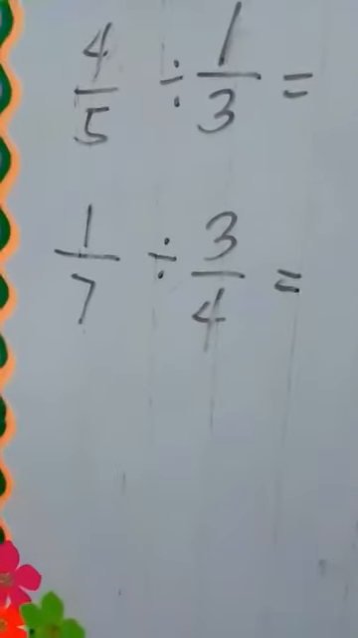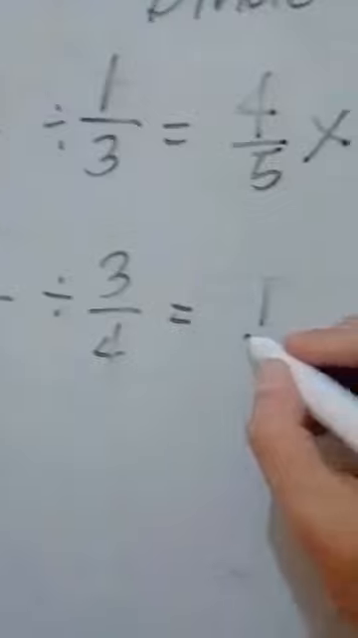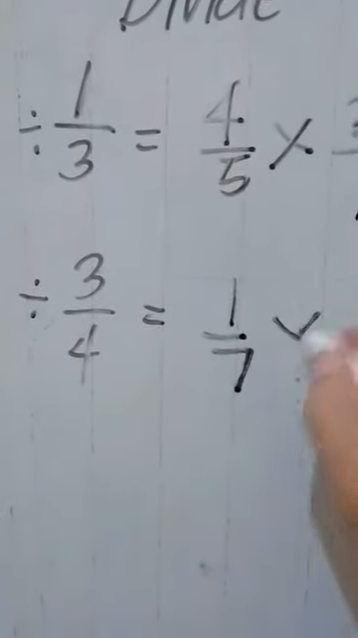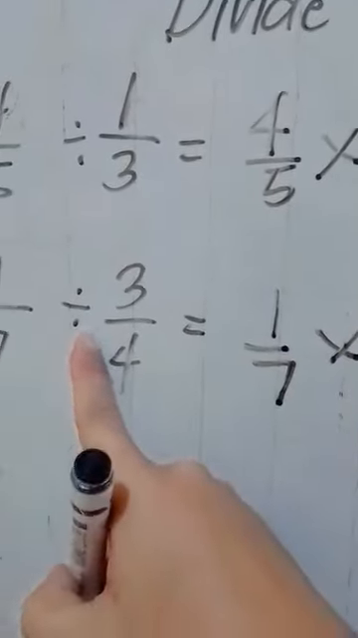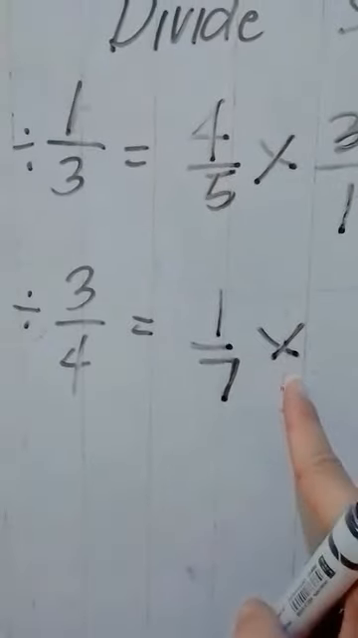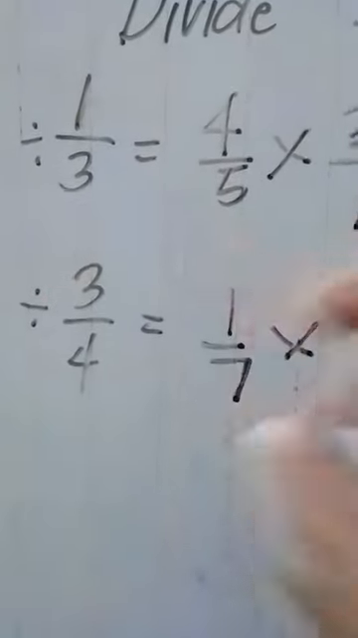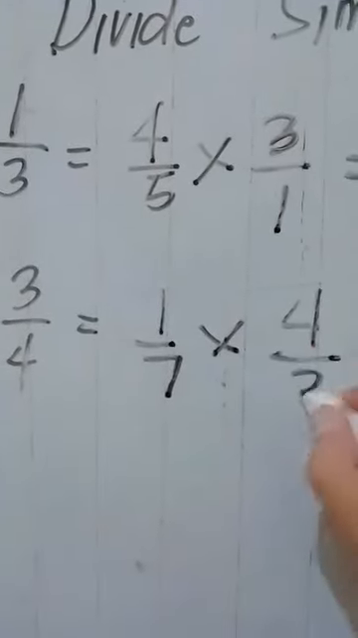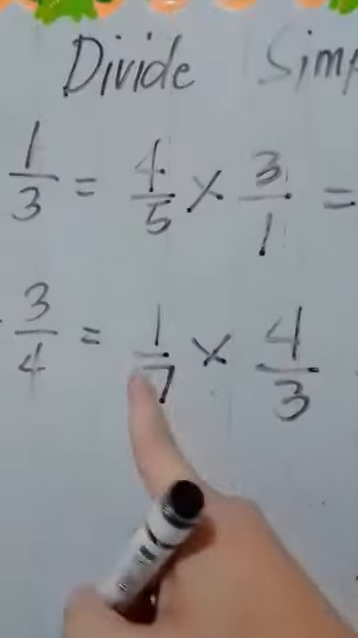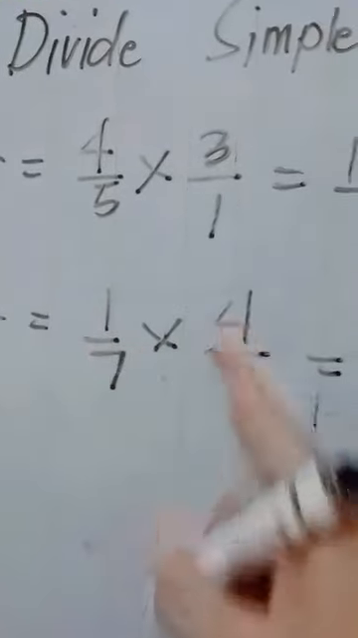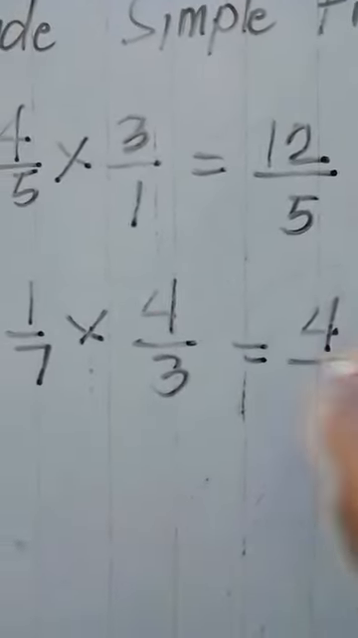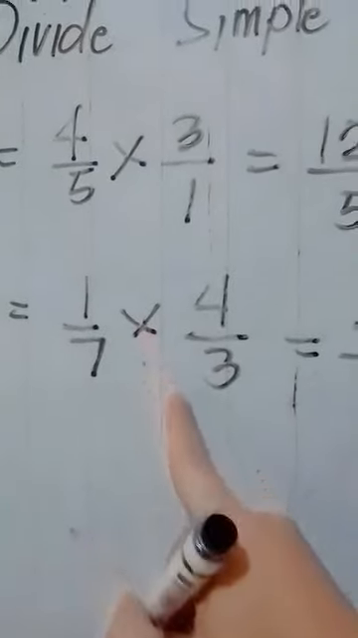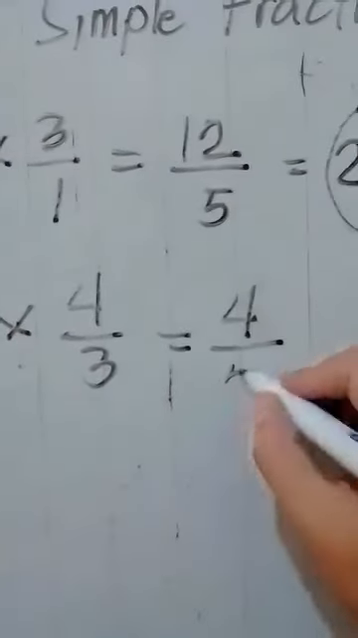The second example, 1/7 divided by 3/4. Copy 1/7, then change the operation to multiplication, then get the reciprocal of 3/4, which will be 4/3. Multiply both numerators and denominators: 1 times 4 equals 4, over 7 times 3 equals 21.